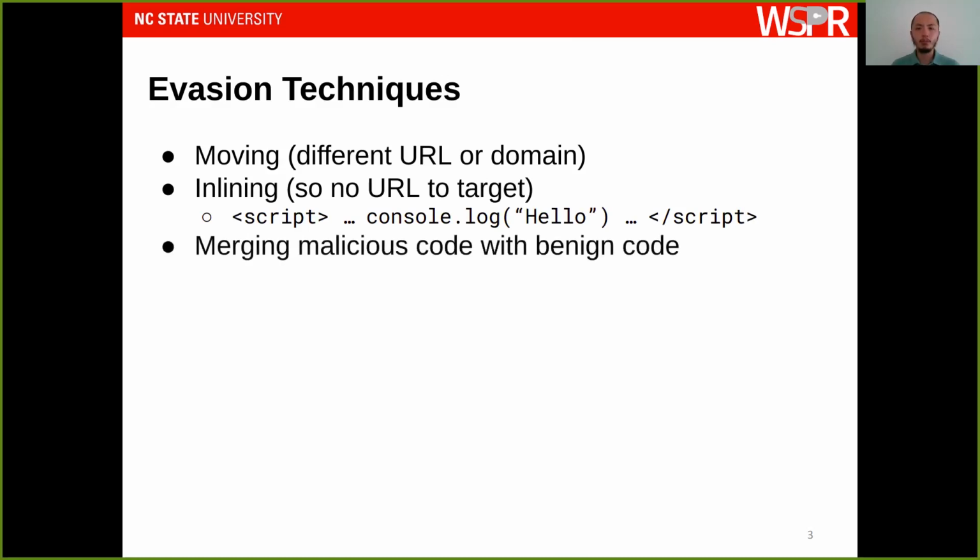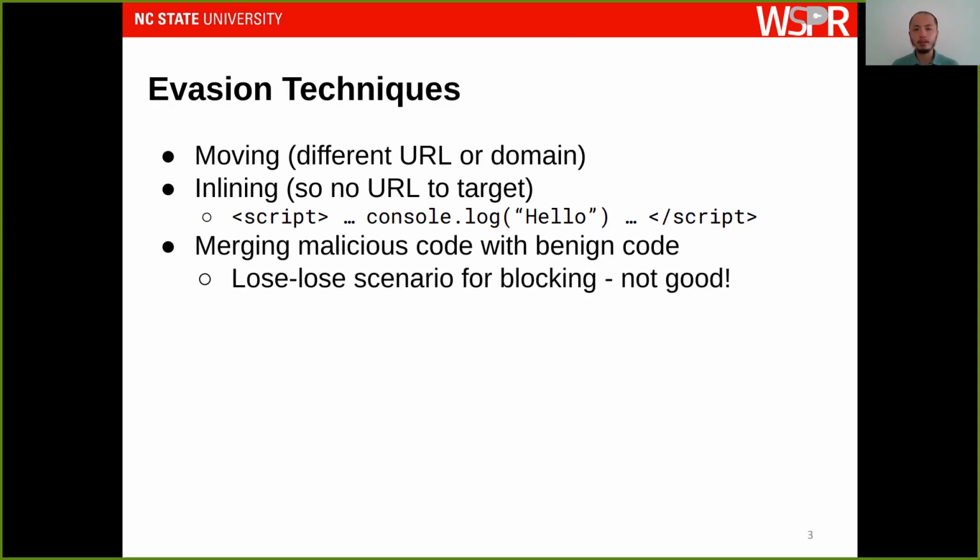Finally, if the web trackers want to be really malicious, they can also merge their tracking scripts with other benign scripts that implement desirable functionalities, such as a video player for a website. So this is going to present filter list-based blocking with a lose-lose scenario of having to choose between either allowing the benign contents or allowing the privacy harm.